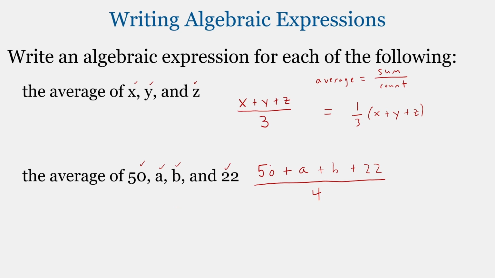Now in this case, we can go ahead and simplify our numerator because we can add 50 and 22. 50 plus 22 is 72, plus A plus B all over 4.